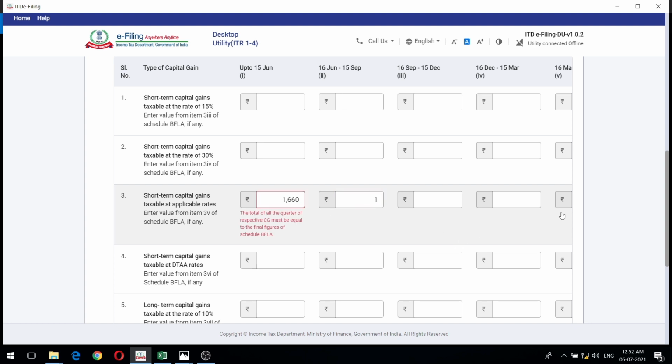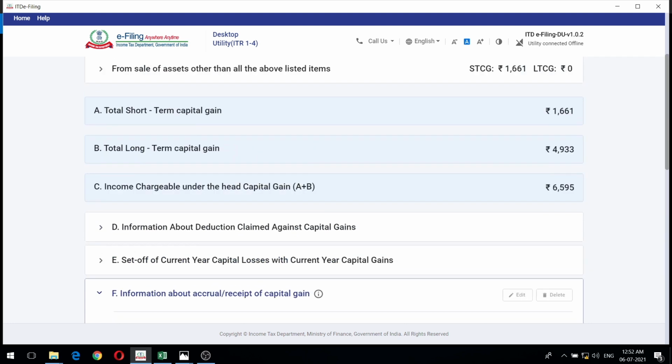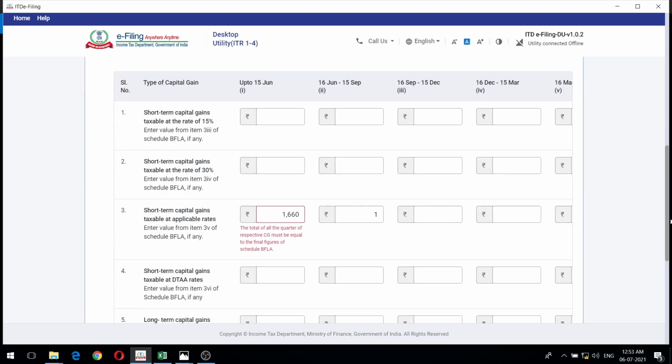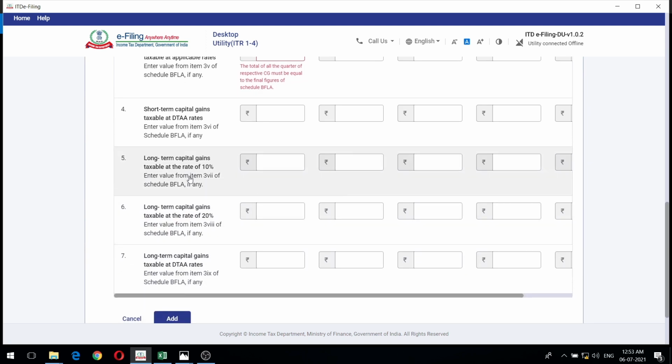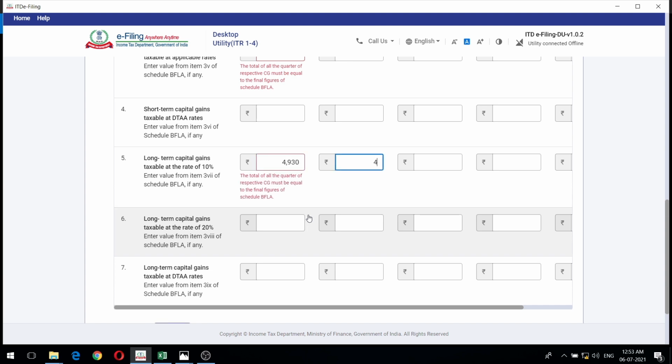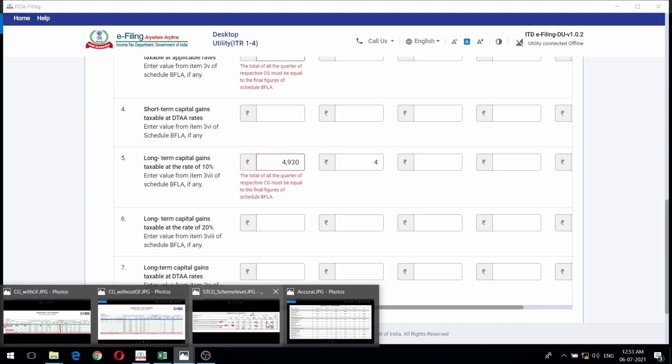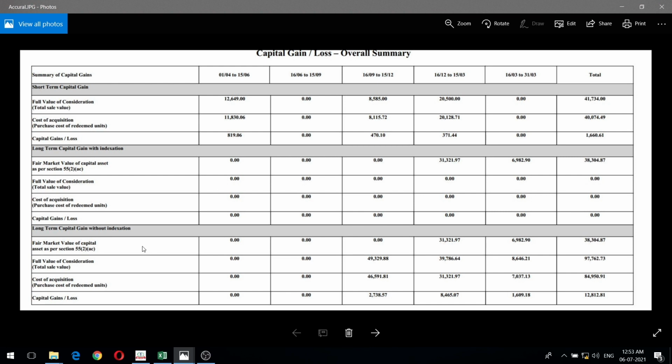And for long term, 4934, and that will be 10%. 4930, and let's say 4. But don't just put it like this. You have to fill it as per the capital gain statement. So for the long term you have to come to the without indexation statement, this section, and take the value from here, the very last row.